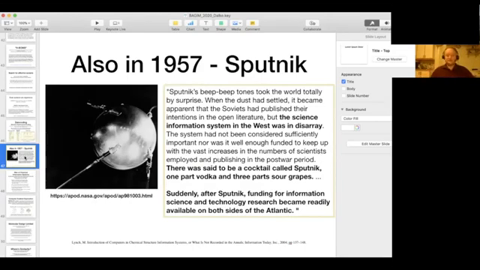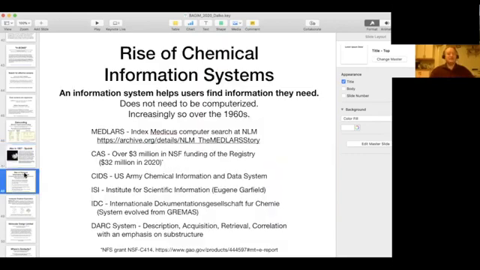And suddenly after Sputnik, funding for information science and technology research became readily available on both sides of the Atlantic. And you start looking at the projects, and there's just like project after project after project start. Now the money is available and the computers are getting cheaper. So people can start doing stuff. Medlars is not chemistry. It's the predecessor of Medline.